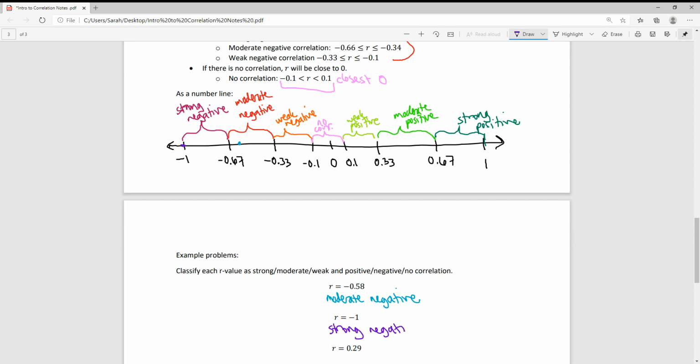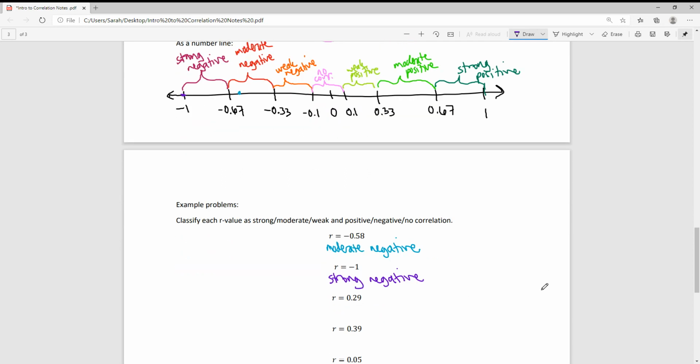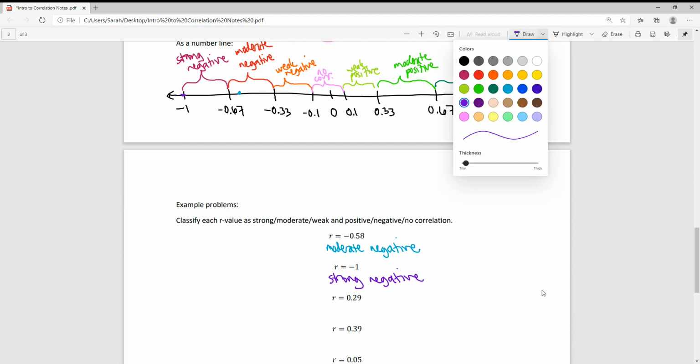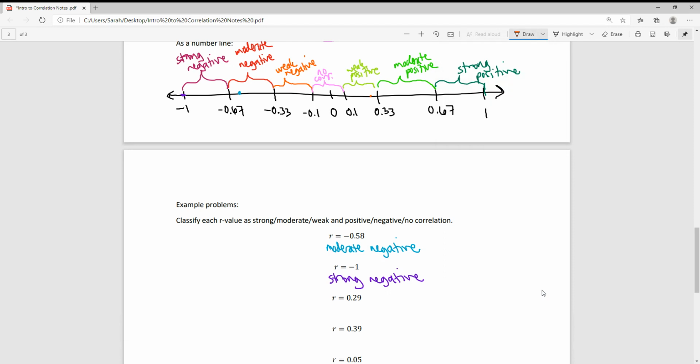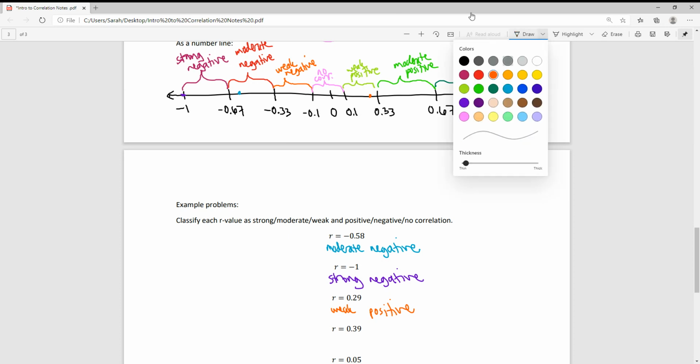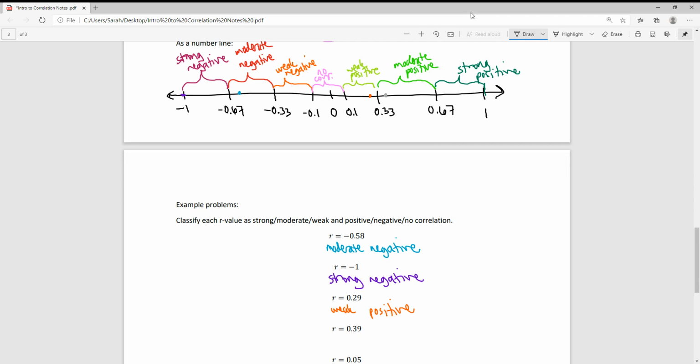If you were to graph that, those points would be perfectly in a straight line. Next up, R equals 0.29. R equals 0.29 would be close to 0.33, right about here. And so that falls in the weak positive category. Next up, R equals 0.39. That's going to be a little bit bigger than 0.33, right about here. So that would be a moderate positive correlation.